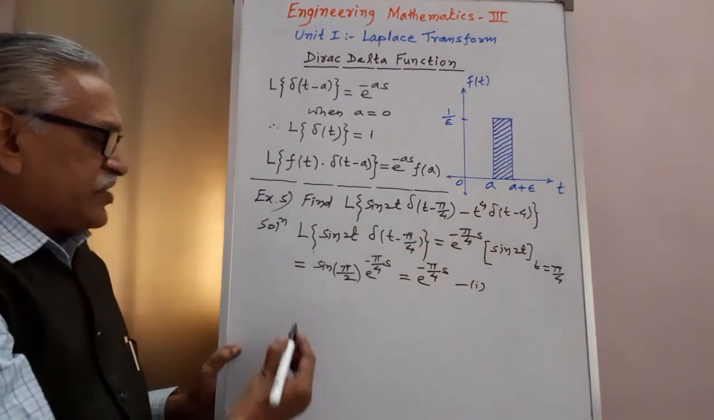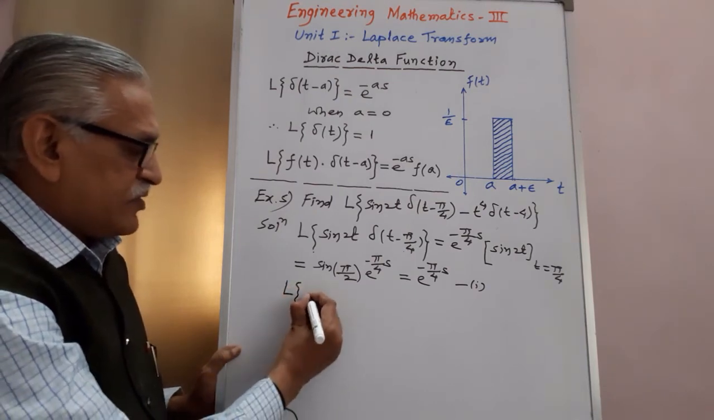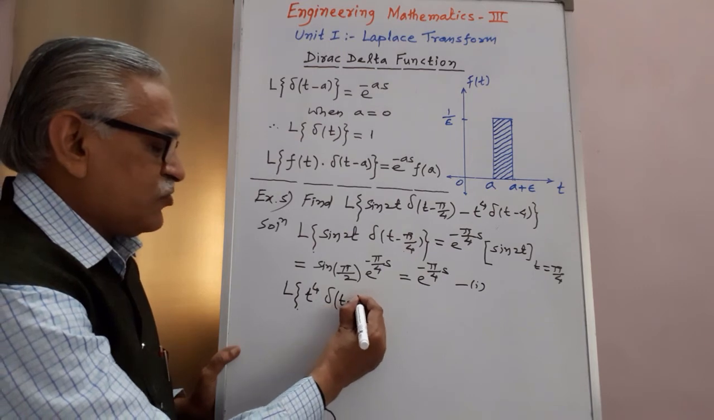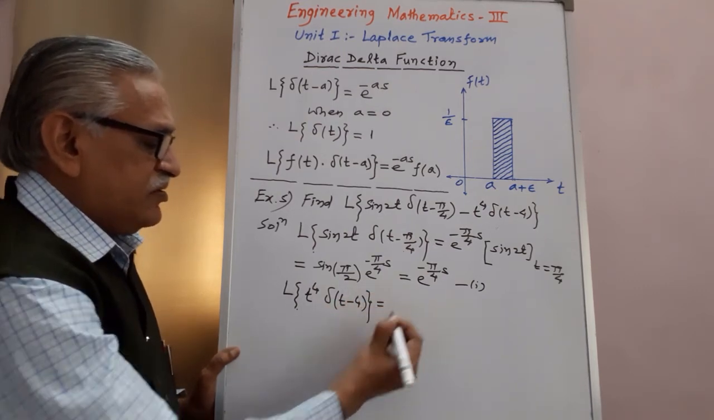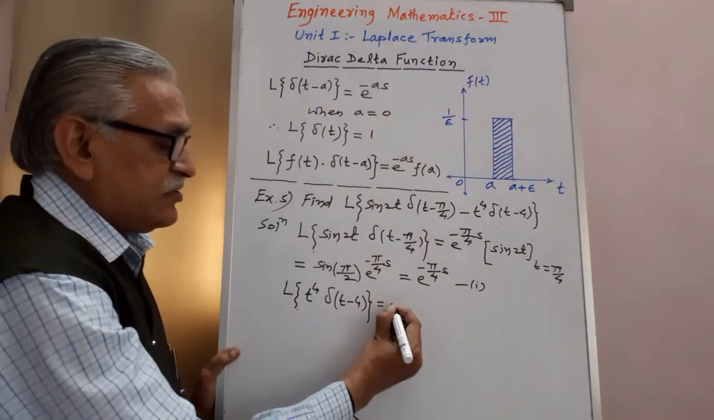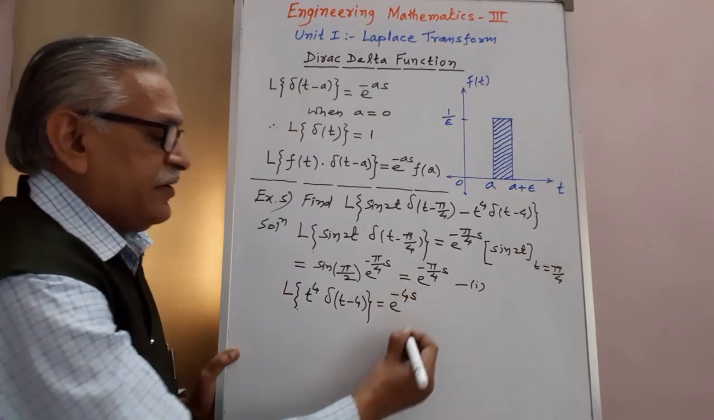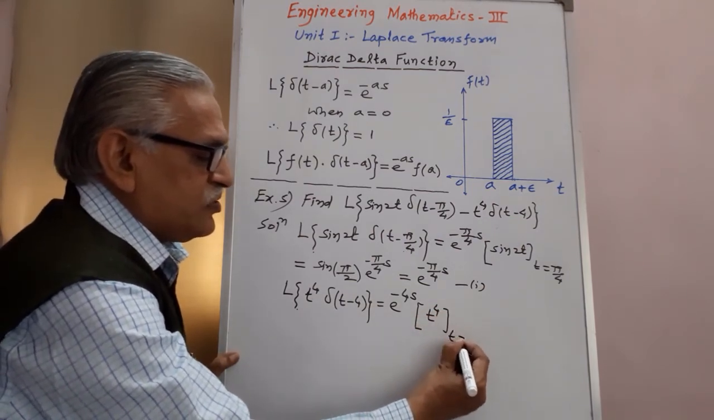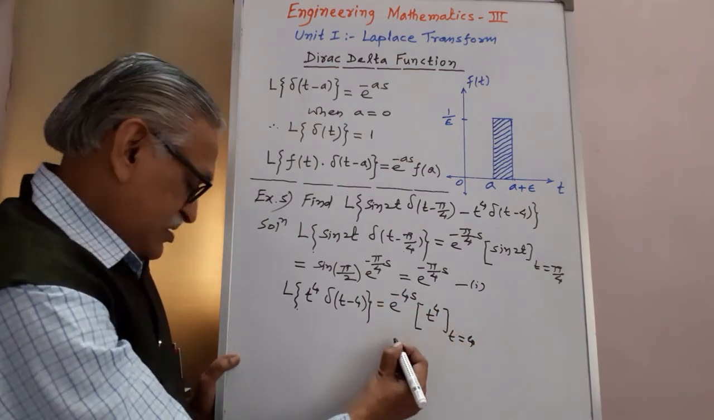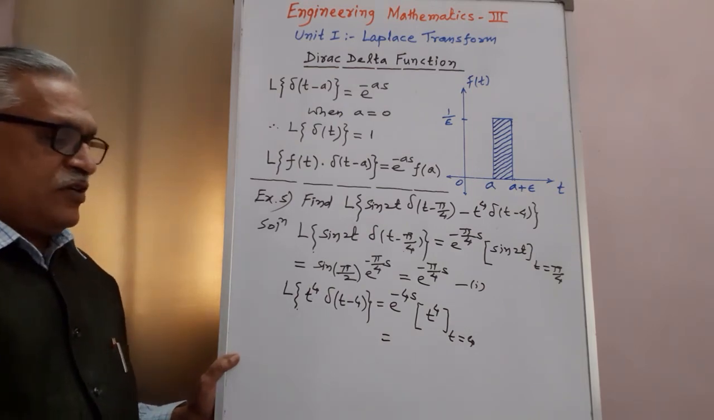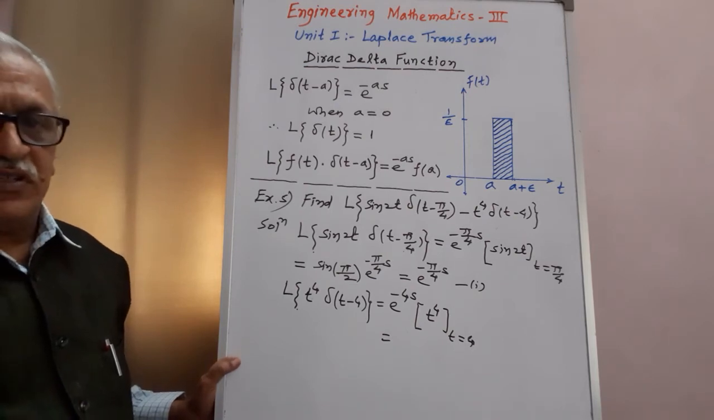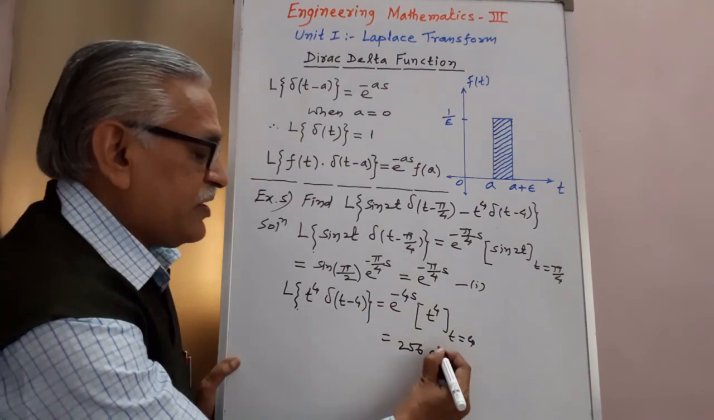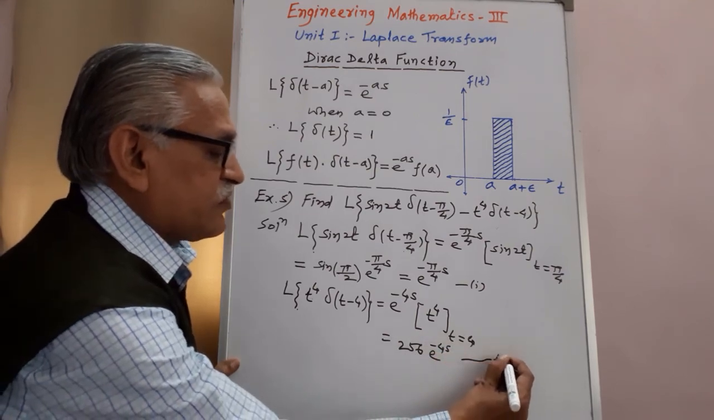Then we try to find the Laplace for the second term. Laplace transform of t raised to 4 into the Dirac-Delta function delta of t minus 4 is equal to, here a is 4, therefore e raised to minus as means e raised to minus 4s into f of a, meaning the value of this function t raised to 4 at t equals a, which is here 4, and therefore it becomes 4 raised to 4, 4 into 4 into 4 into 4, that value is 256, into e raised to minus 4s. We call this equation 2.